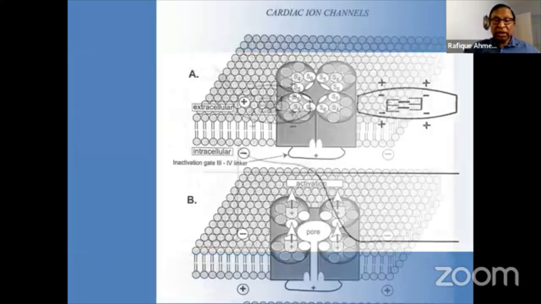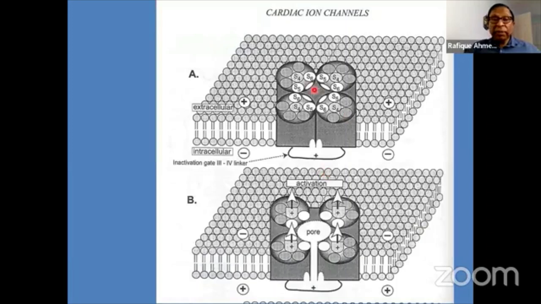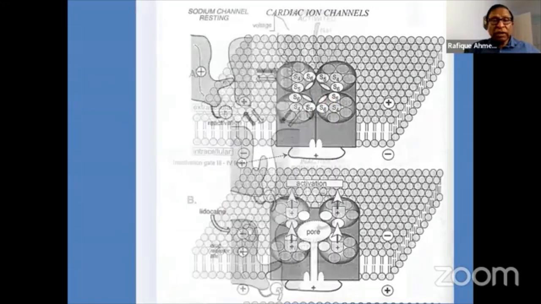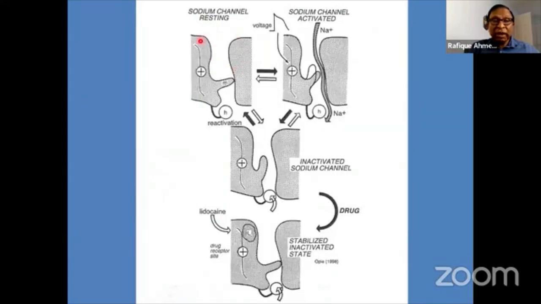How does it happen? This is the cell membrane. If it's a bilipid layer, we all know this, and there are pores in the cell. These are very important structures, so we need to understand them as much as we can. And what happens with these pores? If we look at this sodium channel, it's closed in resting state, so nothing can pass through it. If there is a stimulation, it will open up and sodium will gush into the cells.